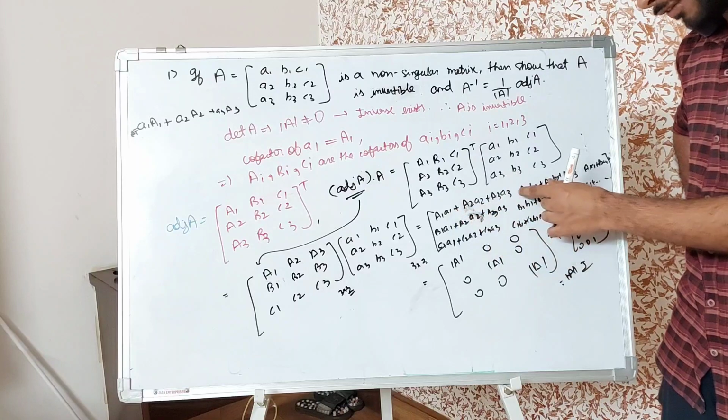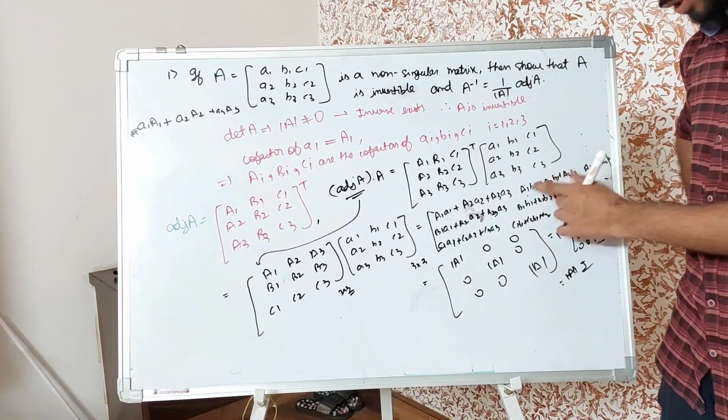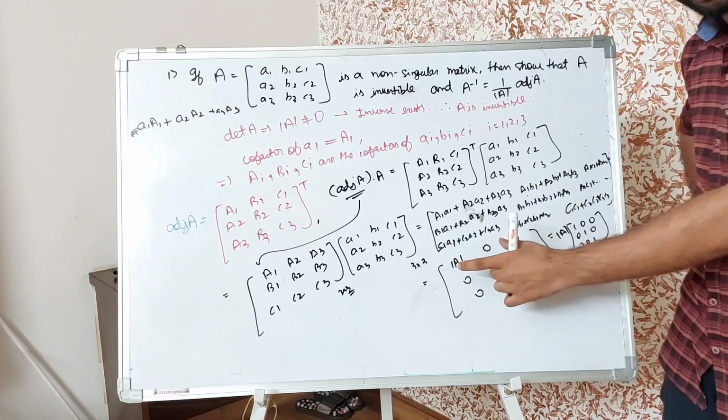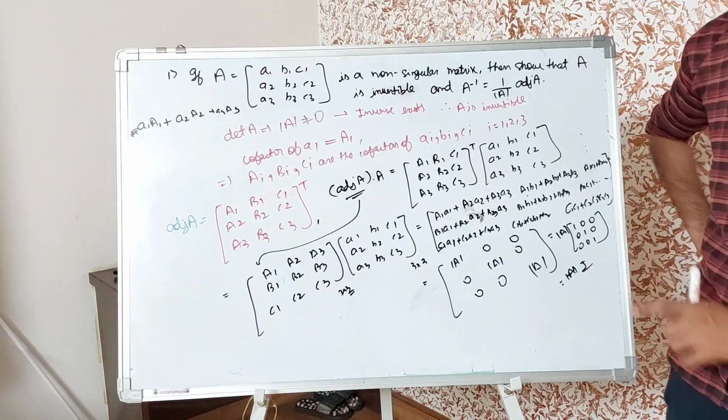Now this is always the determinant, and when you multiply with the other columns or other rows, it will become 0. So 0, 0, 0. We can take the determinant of A common. This will become 1, 0, 0, 0, 1, 0, 0, 0, 1, which is determinant of A into I.